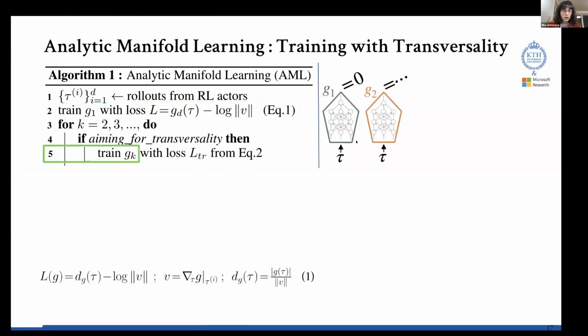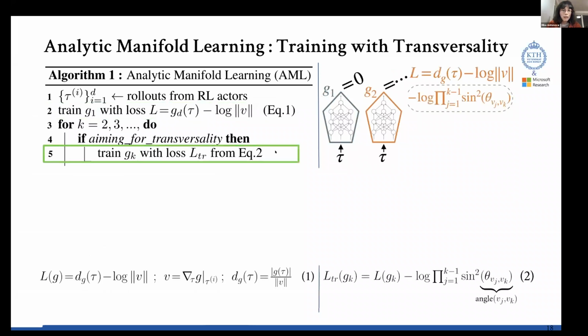After we learn this relation G1, then we train relations G2, G3, and so on. And if we're using transversality, then we directly use a loss that encodes what we expressed in the mathematical formulation as transversality, just in a computationally effective way. And then that's it.